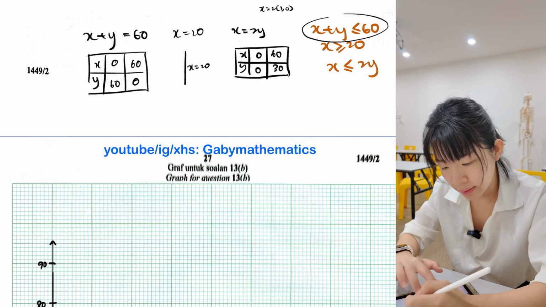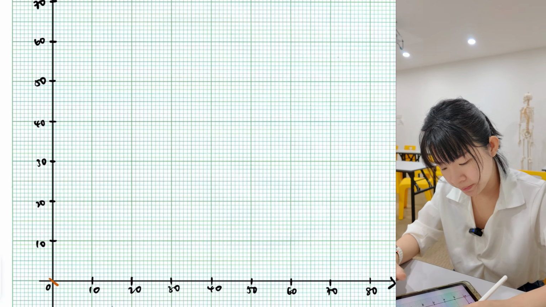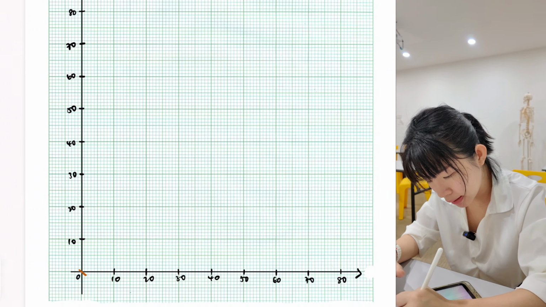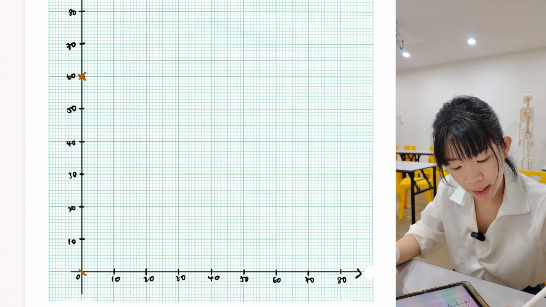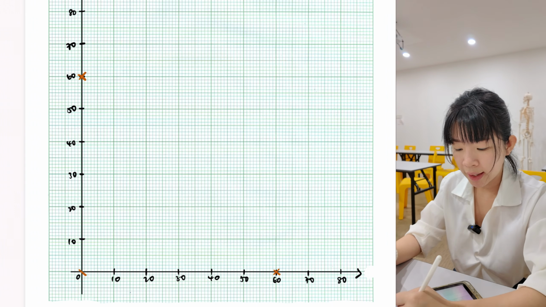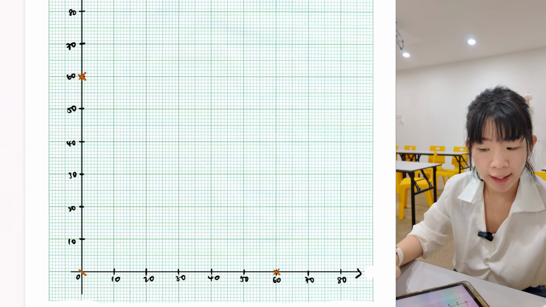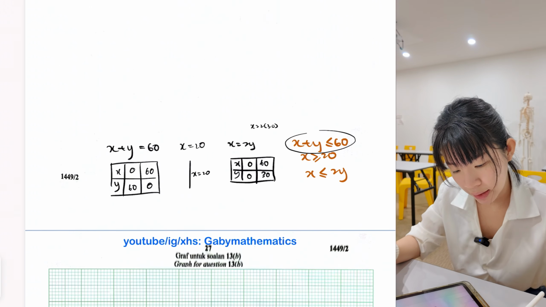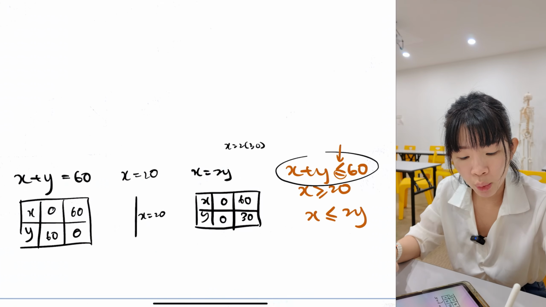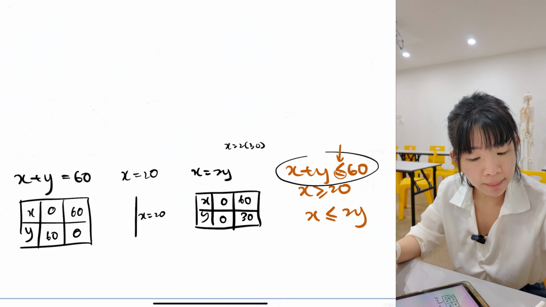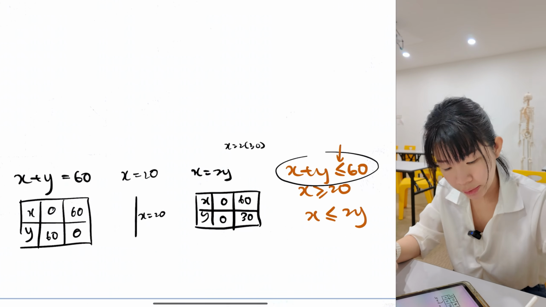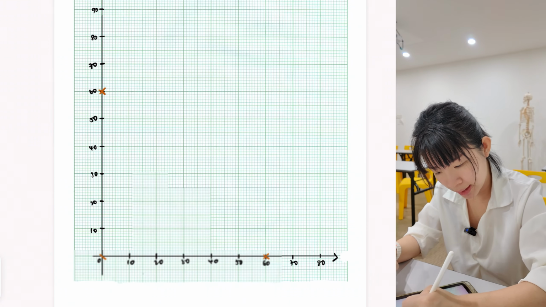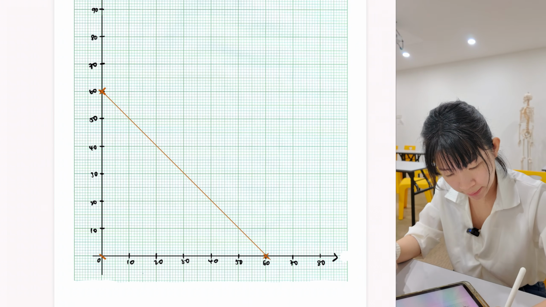Okay, use pencil. First, 0, 60 here. Another one, 60, 0 here. So you can connect these 2 points together and get a straight line. But make sure you check, should we draw solid or dotted line? Okay, so the inequality just now we put is all with equal sign. Got equal sign means it is a solid line. Okay, so now take out a ruler, join them up with a solid straight line.